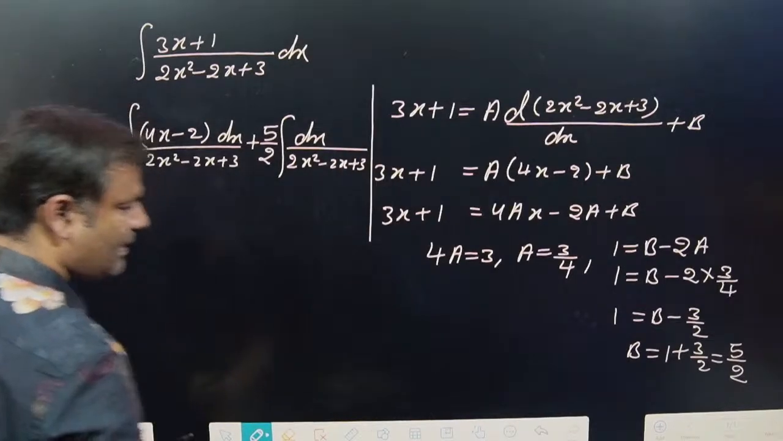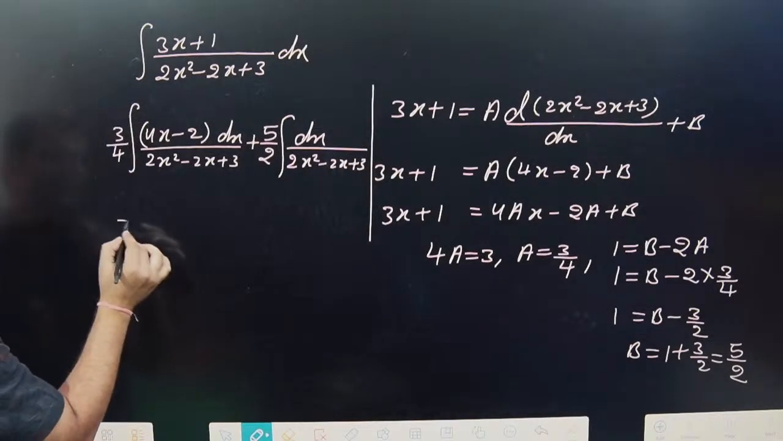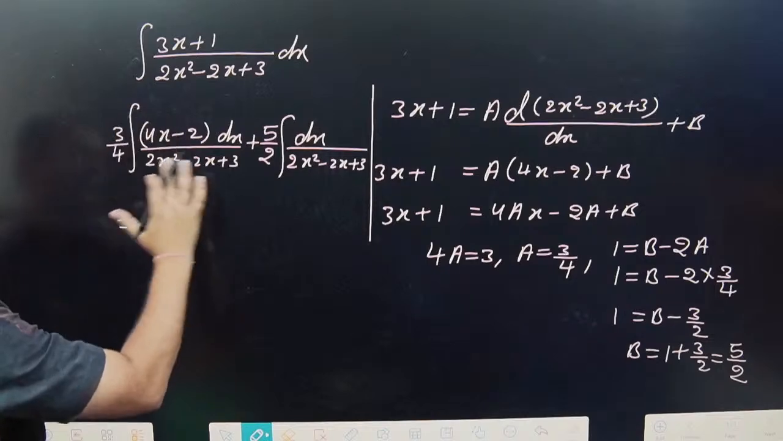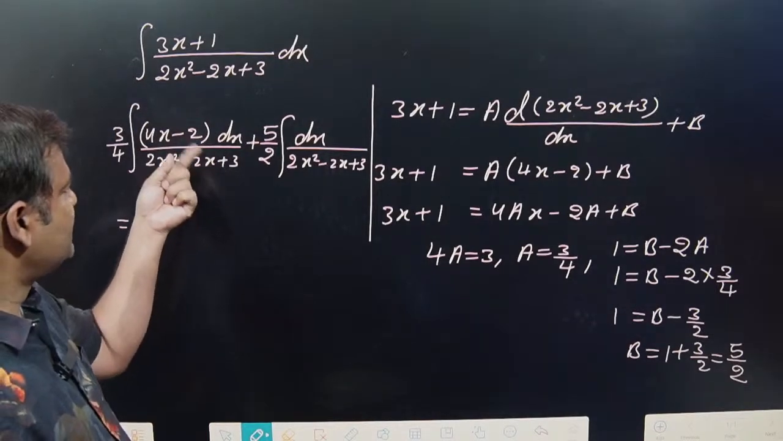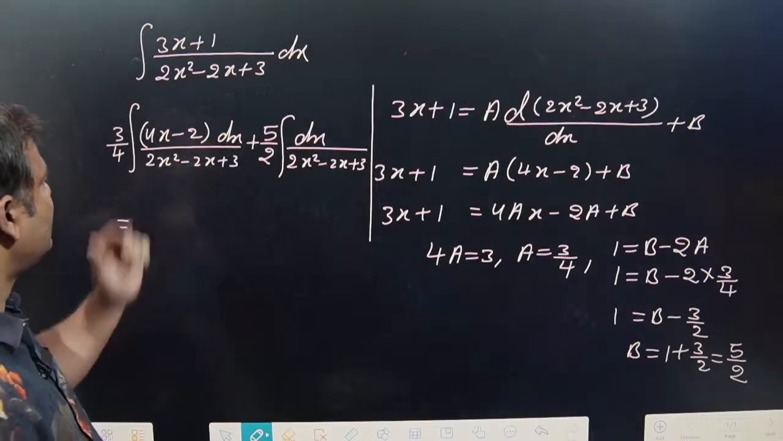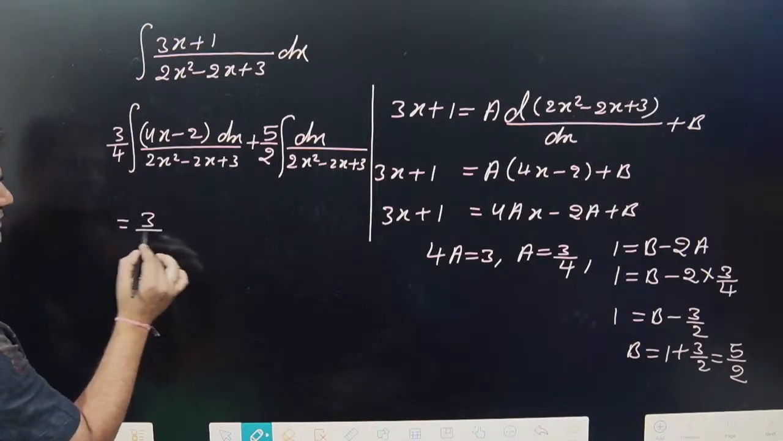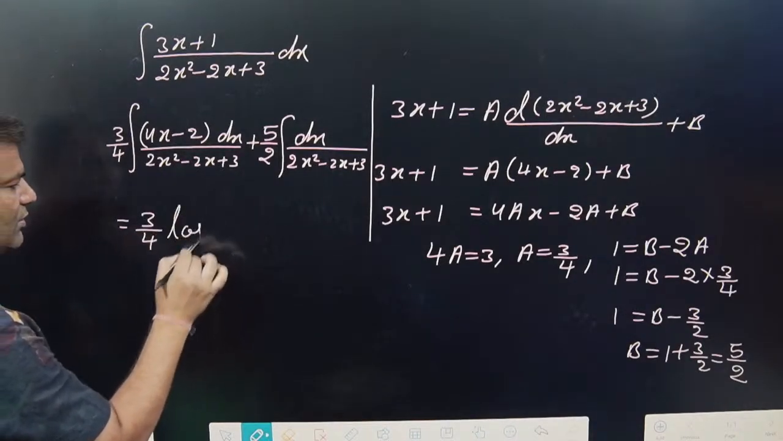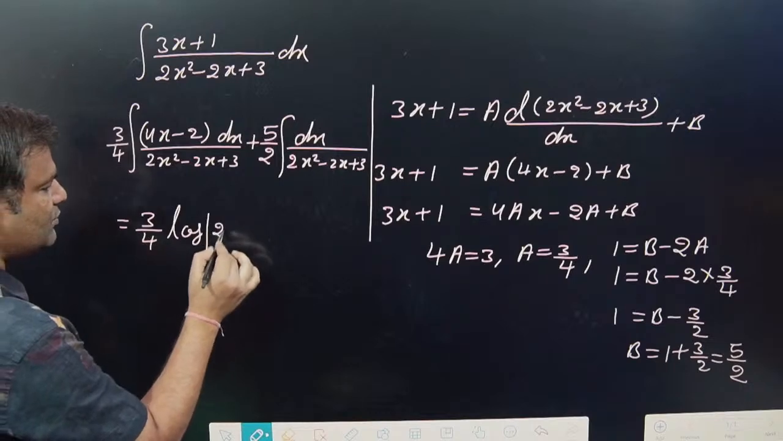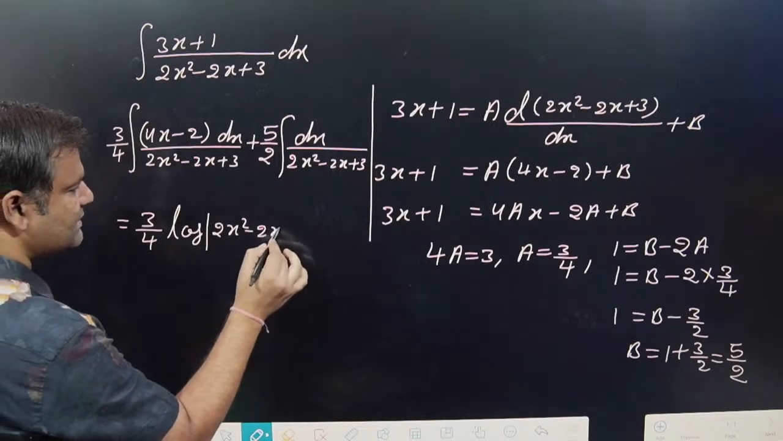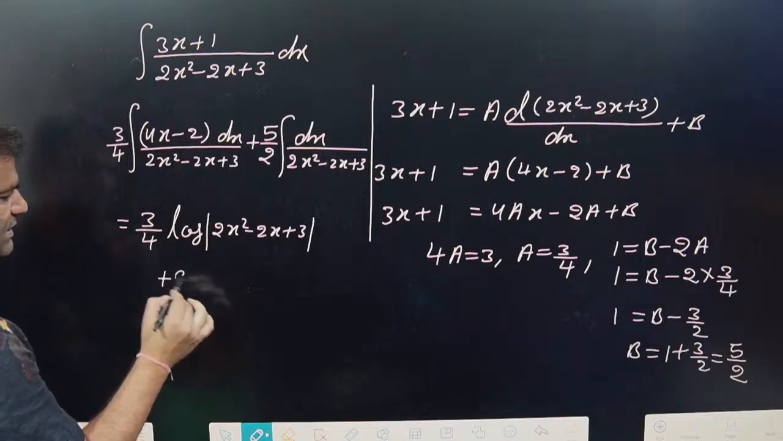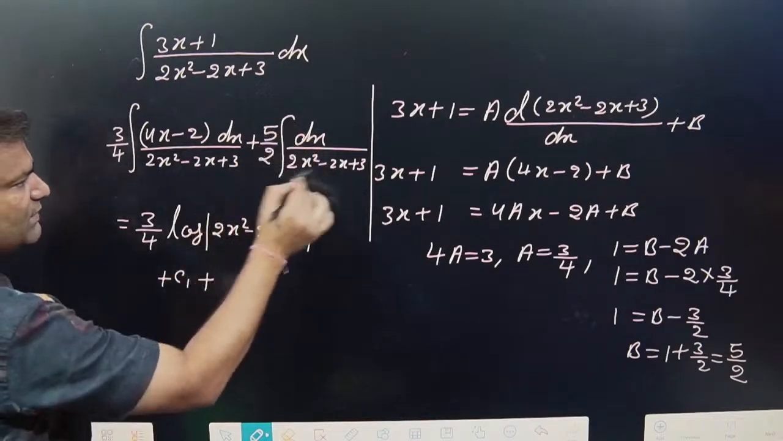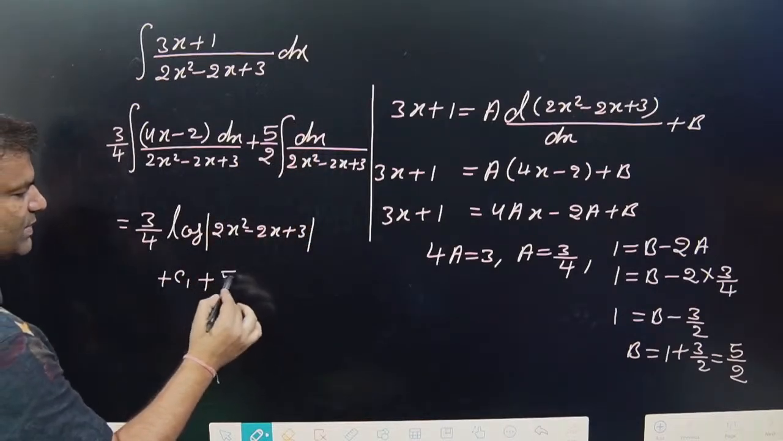Okay, so how can we solve this type of problem? Simply, if this one is t, then that one is dt. So you can say that the first part is 3 by 4 into log of modulus of 2x square minus 2x plus 3, plus c1. What about the other value? How can we solve? Simply here 5 by 2.